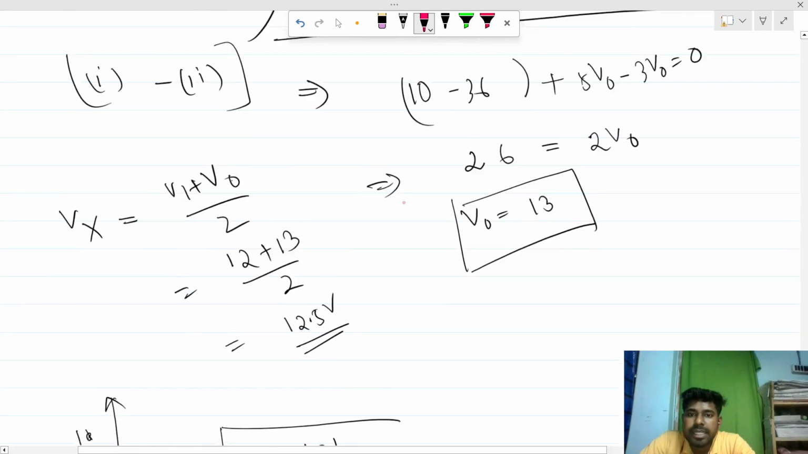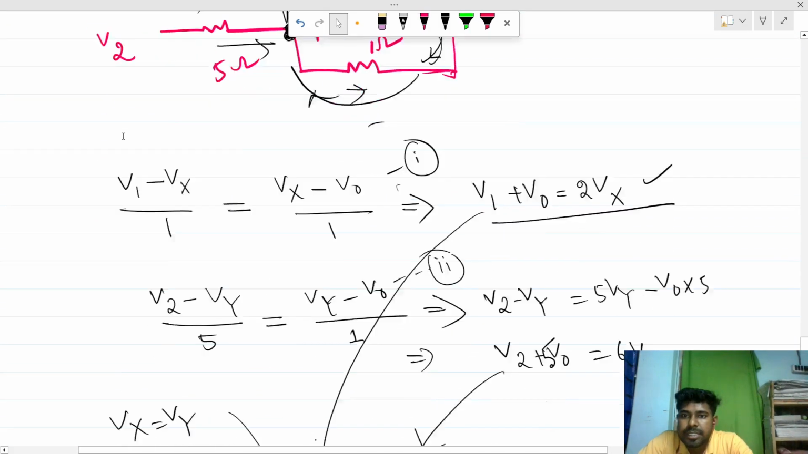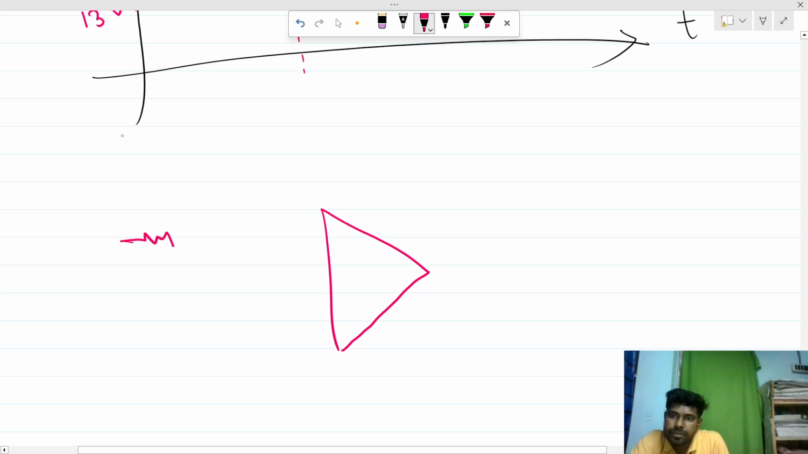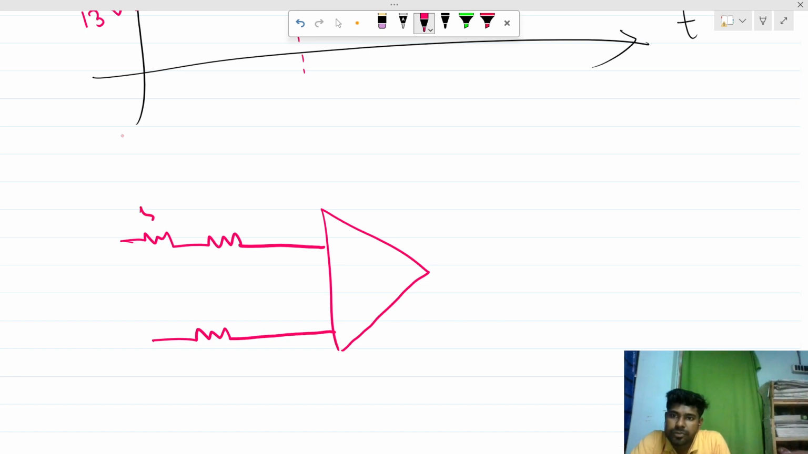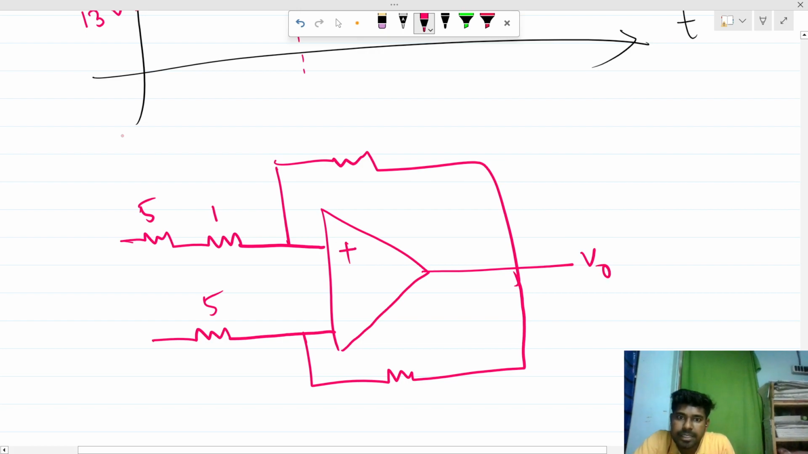Now S is 1, S is on means the switch is open. Let me draw the picture again. So this was 5 ohm, 1 ohm, 5 ohm. This is 1 ohm and this is 1 ohm, and the circuit is in negative feedback, so there is not any issue. This is 1, this is 1, this is 5, and let's say this was V1, this is 12 volt and V2 is 10 volt.